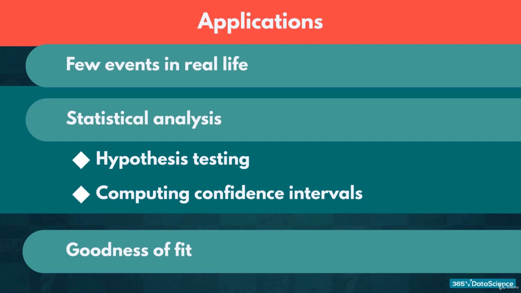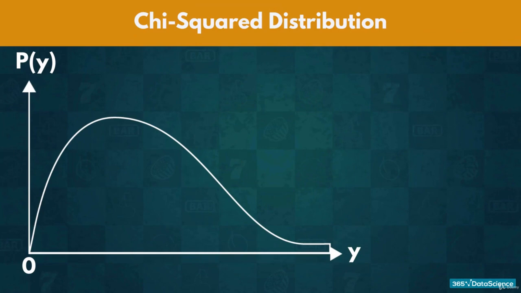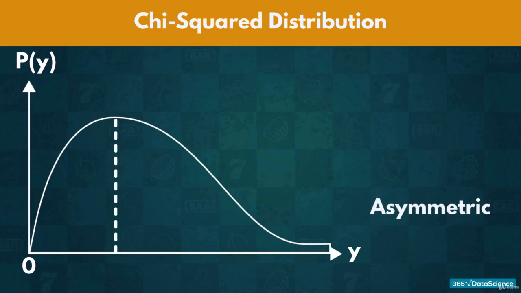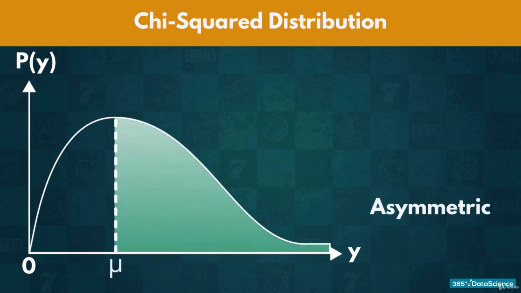All right, now let's explore the graph of the chi-squared distribution. Just by looking at it, you can tell the distribution is not symmetric, but rather asymmetric. Its graph is highly skewed to the right. Furthermore, the values depicted on the x-axis start from 0, rather than a negative number.